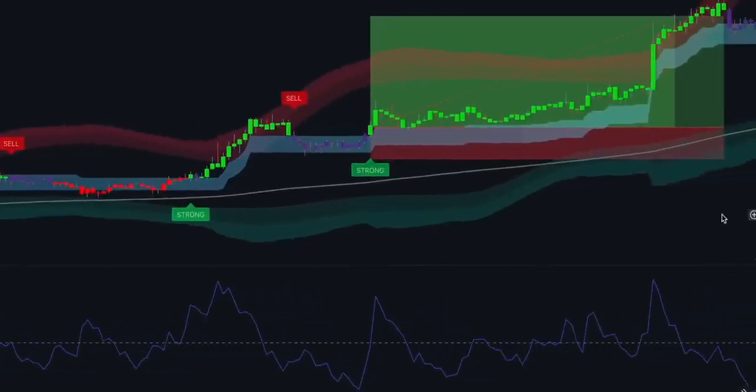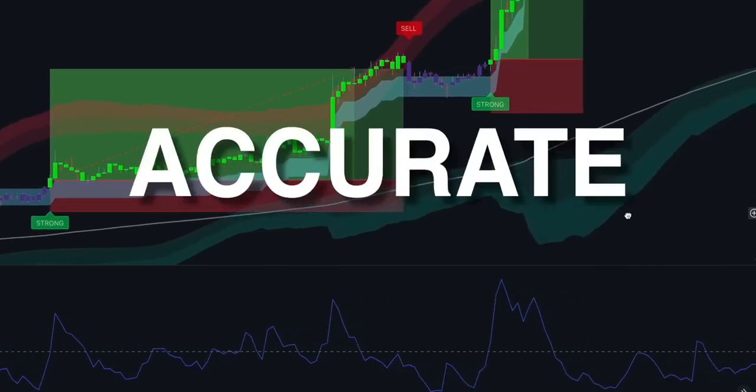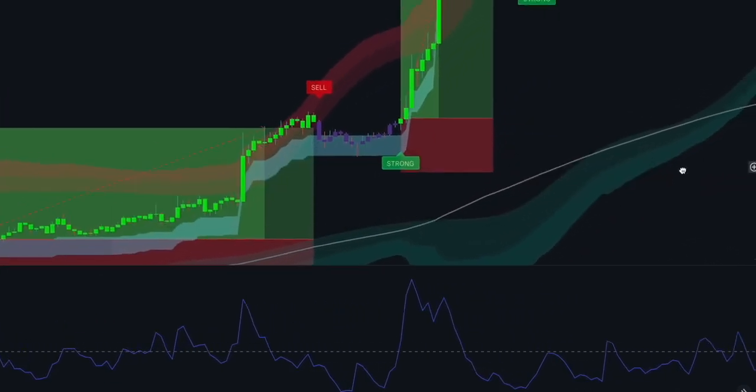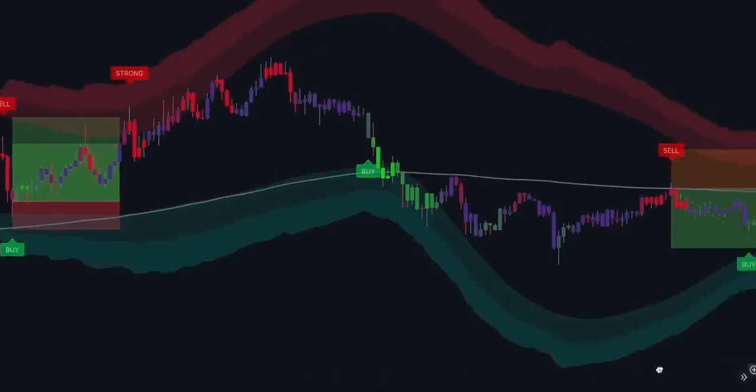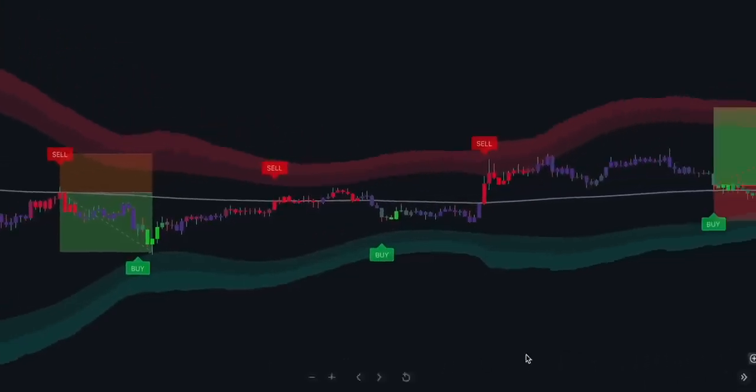In this video, I will show you two very different but highly effective trading strategies with one of the most accurate indicators on TradingView. They show great results on lower time frames, so if you're a day trader who wants to make quick and consistent profits, these strategies are exactly for you.